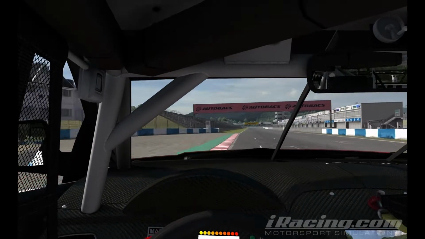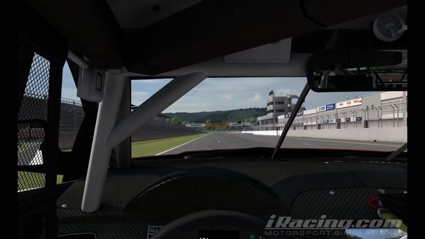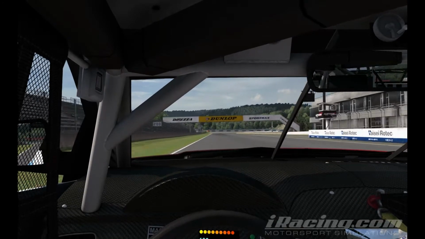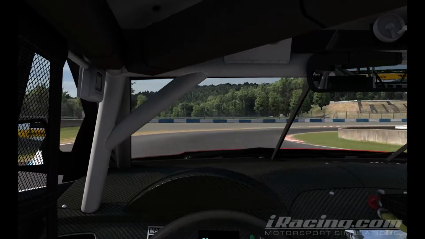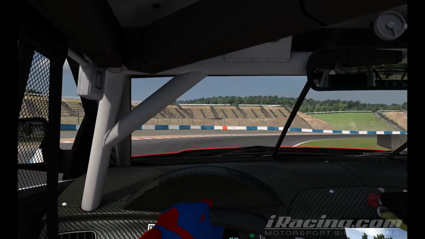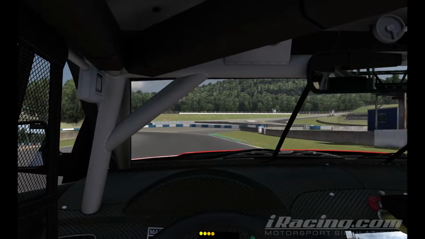So let's have another lap where I downshift too much. We'll try to stabilize the car a little bit. But yeah, just take a look and see what it does.